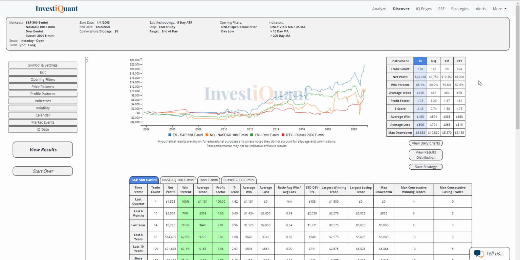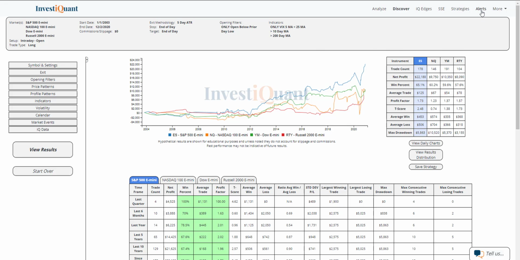Real quick, a look at average win and average loss. The average loss is a little bit bigger than the average win in the S&P. That's also true for the NASDAQ. The Dow is fairly similar in size, and then the Russell has a little bit larger average win than average loss. But historically, when it comes to the win rates, they have all been pretty favored, with the ES being the best of the group. So hopefully you found that helpful.